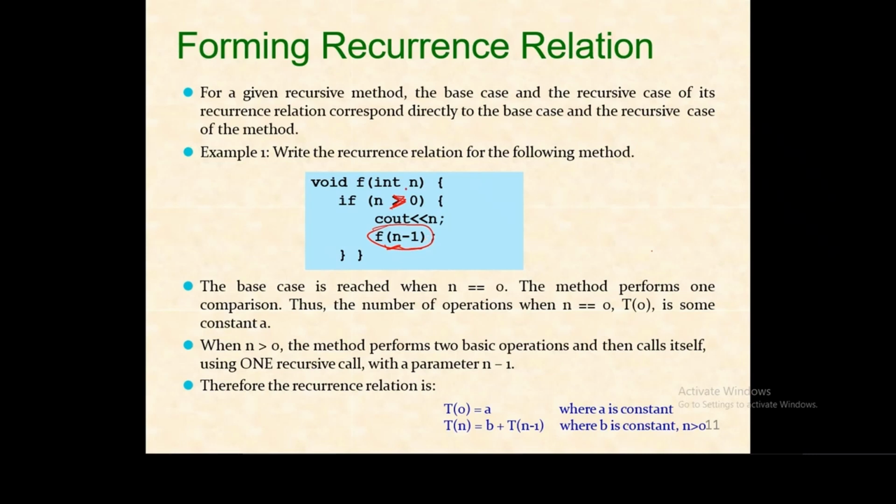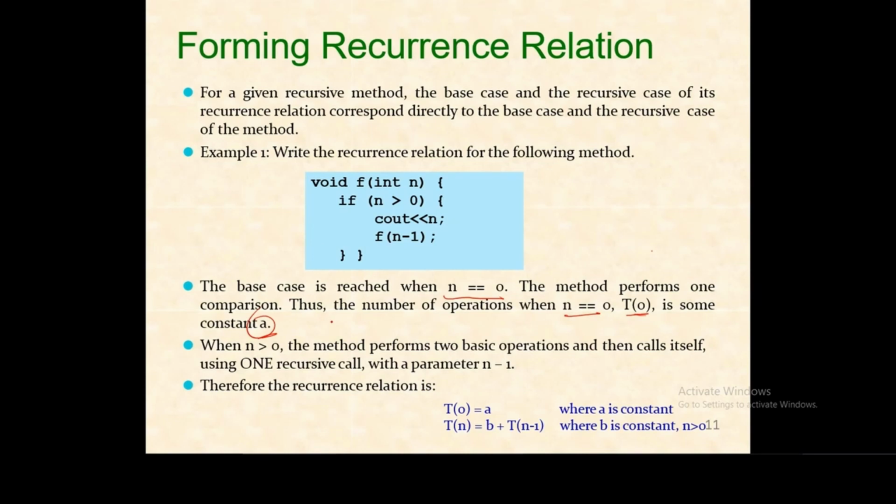Now what is the base case? For n greater than 0 this value, so for n equals 0 there will be some value. The base case is reached when n equals 0 in this particular function. So the method performs one comparison. If the value of n equals 0, then this will be the one comparison, meaning the condition n greater than 0 will be false when n equals 0. So the method in this case performs one comparison. Thus the number of operations when n equals 0, t0, is some constant a. There will be a single comparison operation, so we are assuming it like a, or we can say 1.